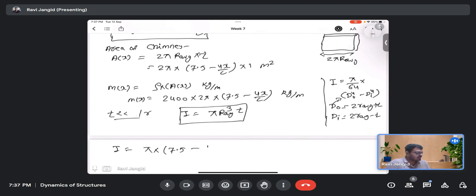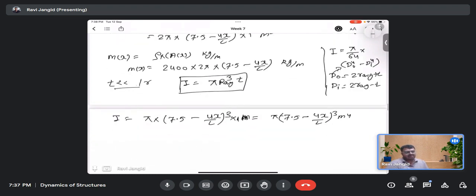7.5 minus 4x by L cube times 1. So you can write it like that, pi, simple, that is a meter, like 1. So that will be pi into 7.5 minus 4x by L cube meter 4. So now we need to find out the m equivalent, k equivalent. That is the one thing only now.